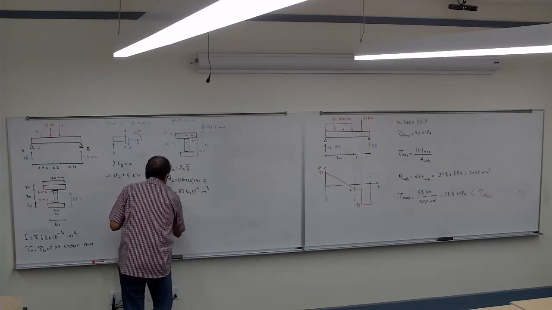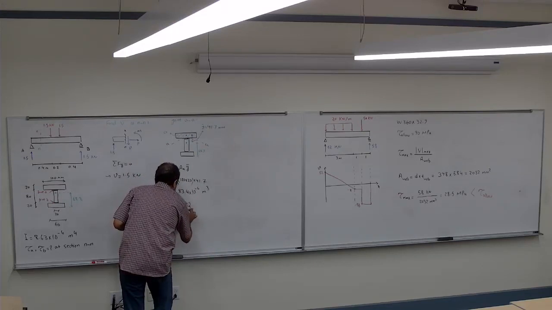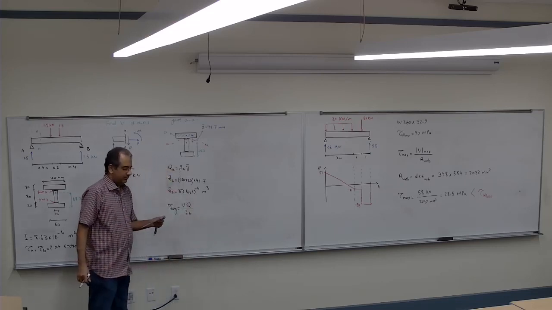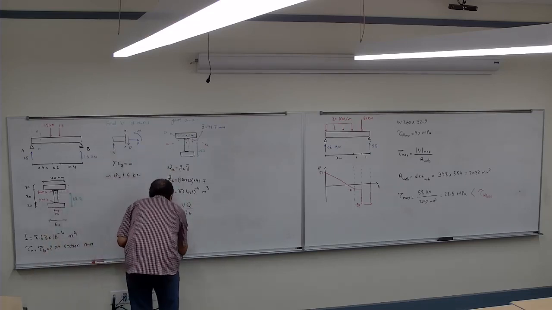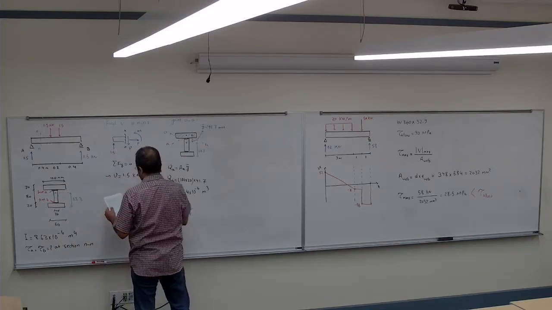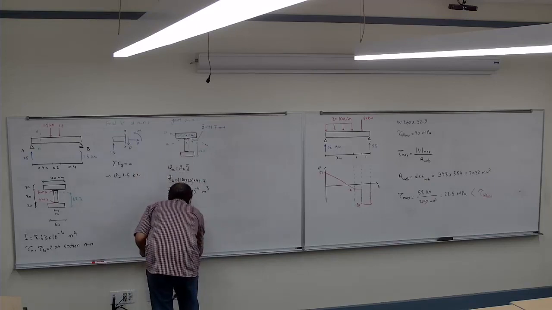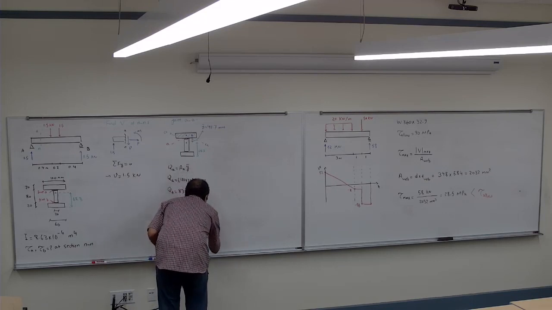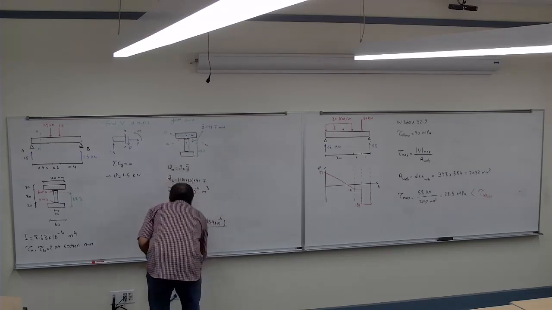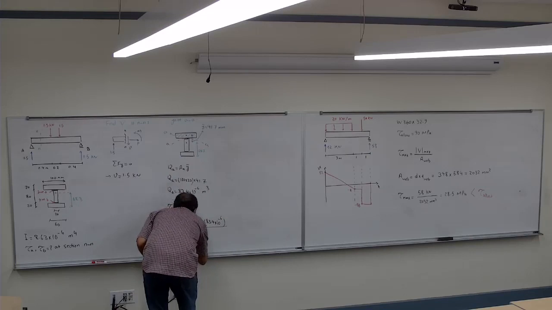Now the tau average, what was the tau average? VQ divided by IT. So the V is how much? 1.5 kilonewton. That's the V. The Q is 83.4 times 10 to negative 6. I is 8.63 times 10 to negative 6.